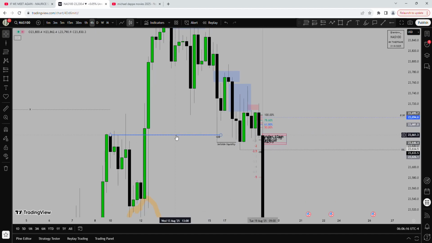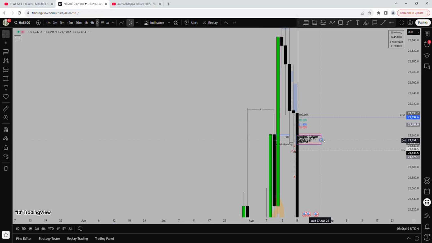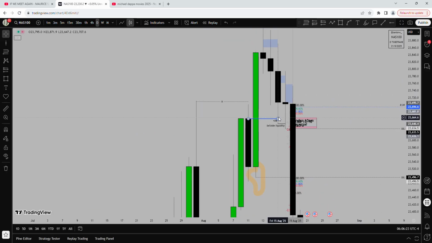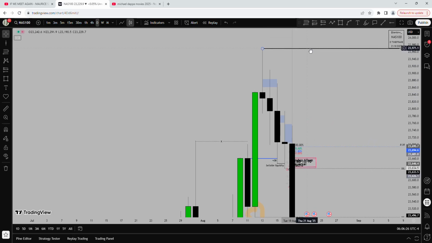Now when price came to this OB on the daily time frame, I got concerned because I didn't want price to come to this OB and then go to take out this.